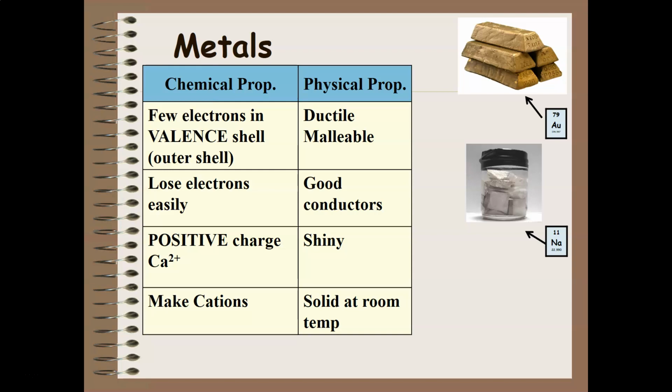Physical properties, they're ductile and malleable. Ductile means you can pull it into like a wire. Malleable means you can bend it and shape it. They're actually different properties, even though they seem pretty similar. When we say they conduct, we mean that they conduct electricity and heat. That's why you don't want to touch the handle of a pan on the stove, because it can conduct the heat.